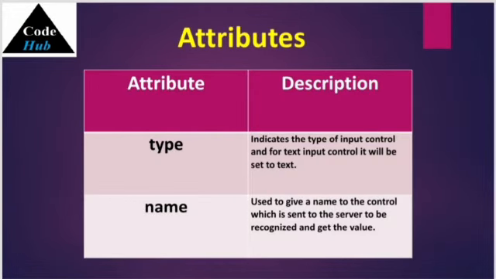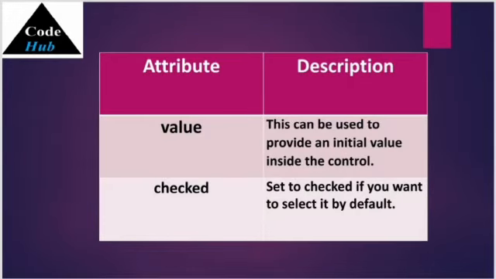First is type, which indicates the type of input control, and for the radio input control it will be set to radio. Second is name, used to give a name to the control, which is set for the server to recognize and get the value. Third is value, that will be used in the radio box selection. Last is checked, to select it by default or not.